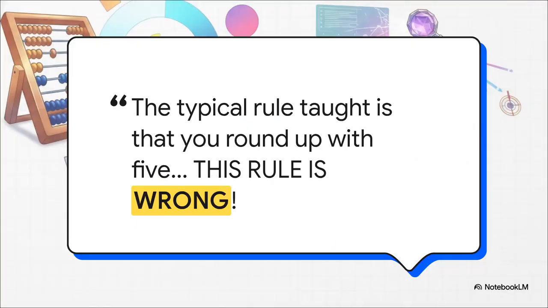I absolutely love this quote from our sources. The typical rule taught is that you round up with 5 or more and round down with 4 or less. This rule is wrong. Seriously, think about it. If you always round a 5 up, you're rounding down 4 times for 1, 2, 3, and 4, but you're rounding up 5 times for 5, 6, 7, 8, and 9. If you're doing this across a massive data set, you are artificially dragging the average of your values upward. You're creating a completely unacceptable upward statistical bias.